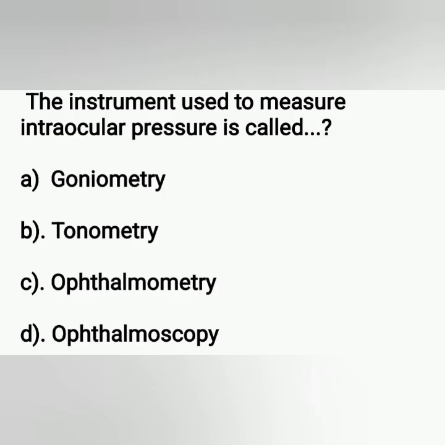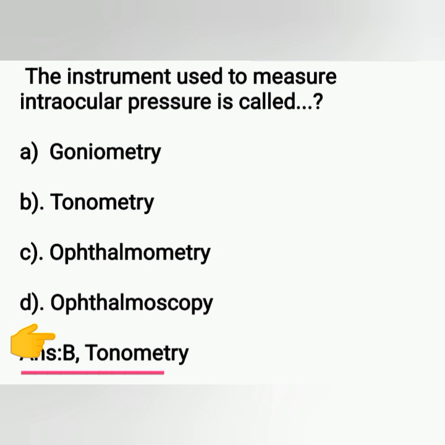The instrument used to measure the intraocular pressure is called? Options: option A, goniometry; option B, tonometry; option C, ophthalmometry; option D, ophthalmoscopy. Here the question, which instrument is used to measure the intraocular pressure? And it is tonometry. Option B is the correct answer.